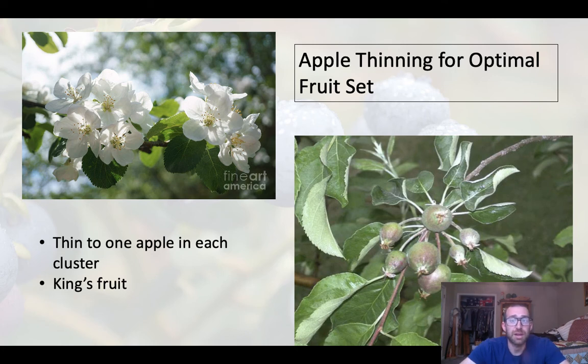So I talked about apples. Like I said, they are typically thinned. Your apples tend to flower in clusters, right? And each flower may develop into a fruit. So if you have a cluster like that, you will thin to about one fruit a cluster, and that fruit is referred to as the king's fruit. Just something interesting for you guys to know.